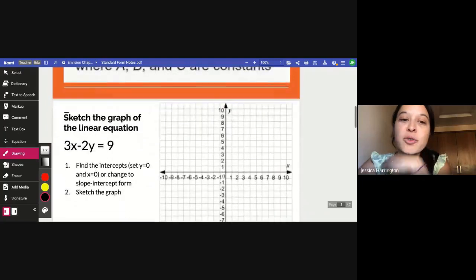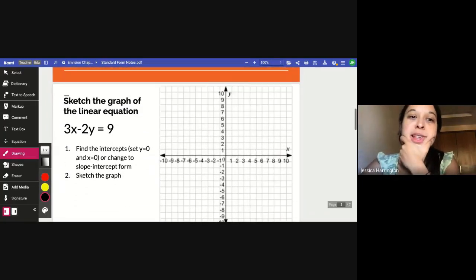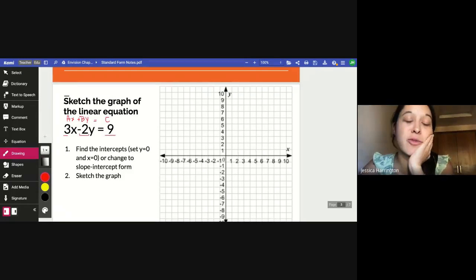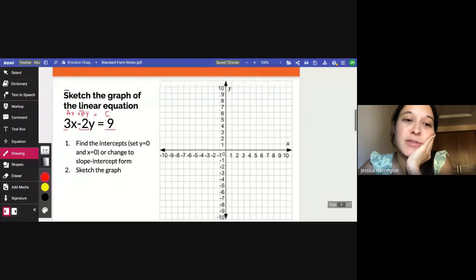So we're going to graph one of these. Let's say you're given 3x minus 2y equals 9. This is standard form because it's of the form Ax plus By equals C, right? A in this case is 3, B is negative 2, and C is 9. So I know it's in standard form and I know it's a line. But guess what? This doesn't help me graph it. I have to do some things to be able to graph it.